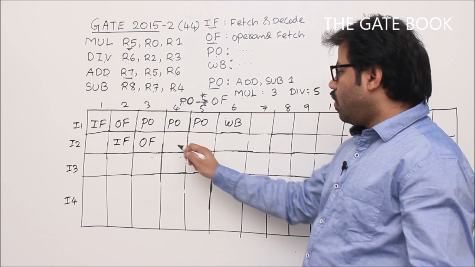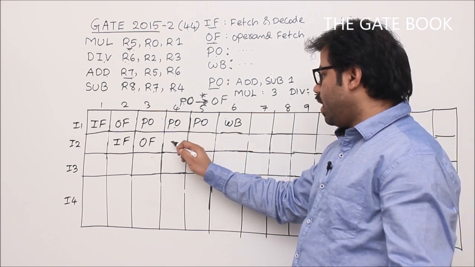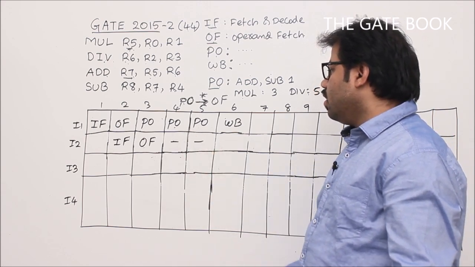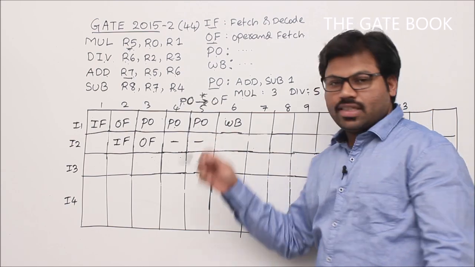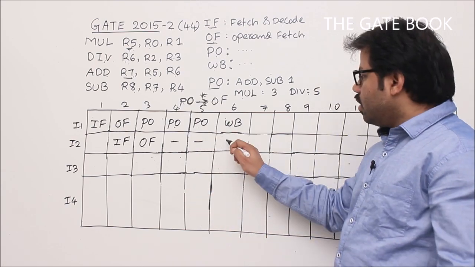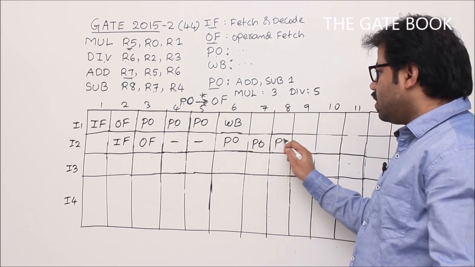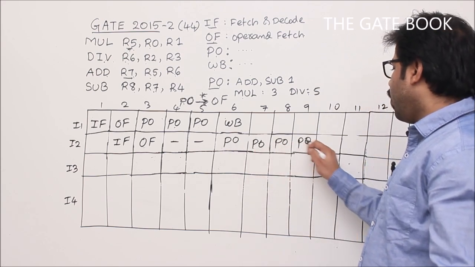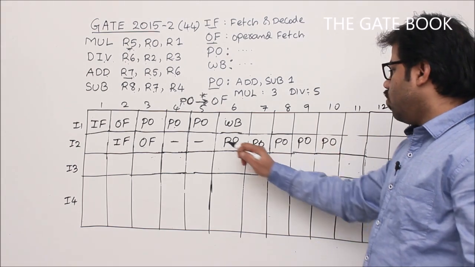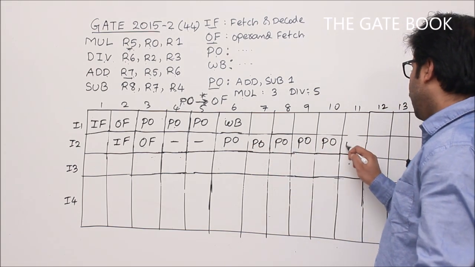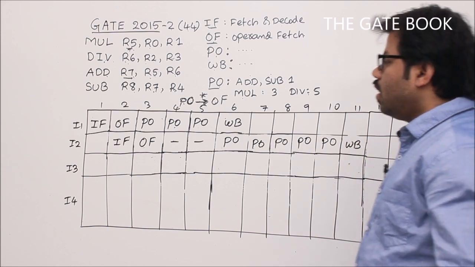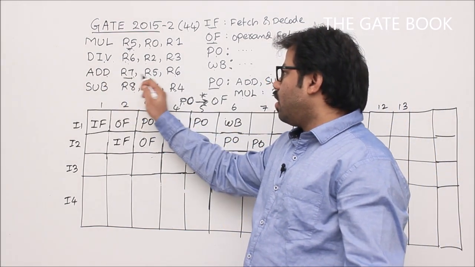Then later perform operation. But the perform operation stage is already busy. Then we will have stall cycles, I can say. Correct? After that, here perform operation, perform operation, perform operation. Since it is division, it requires 5 cycles: 1, 2, 3, 4, 5, followed by write back. Done. Now the third one, addition of R5, R6.